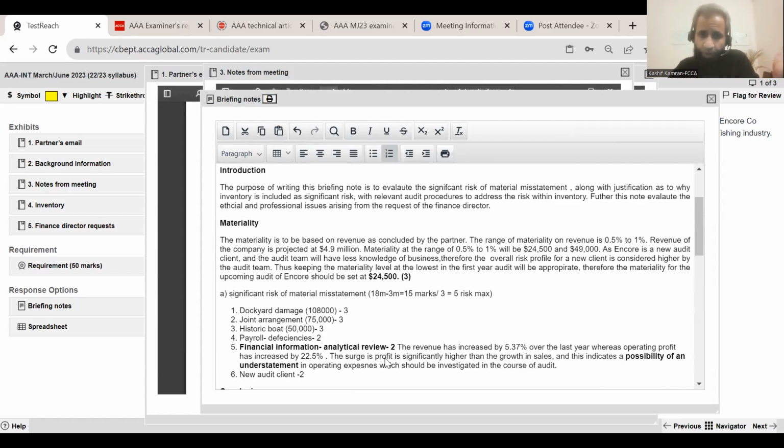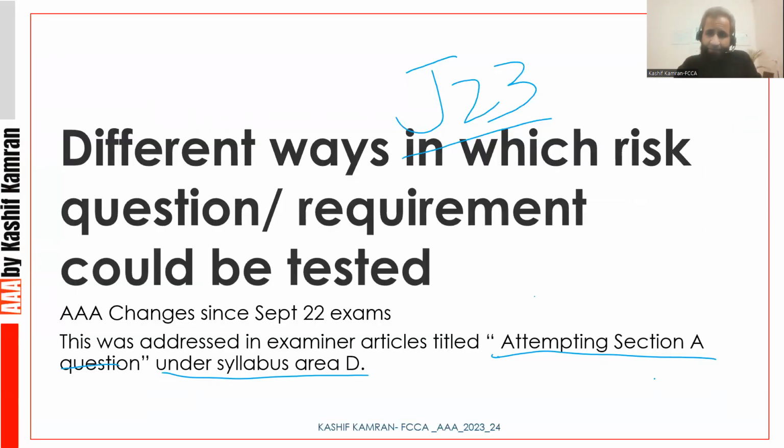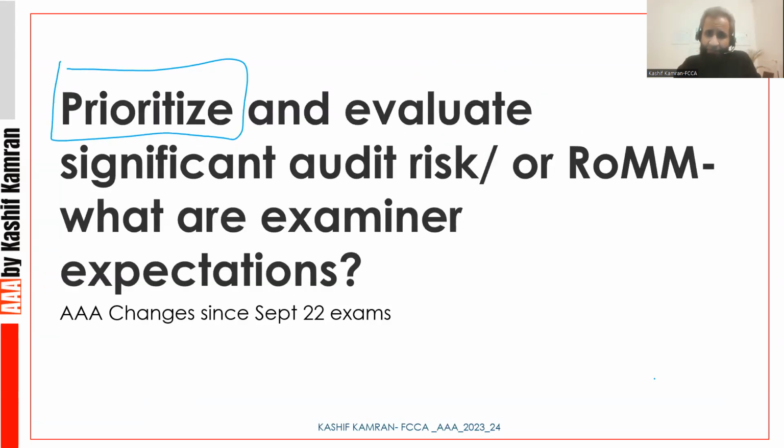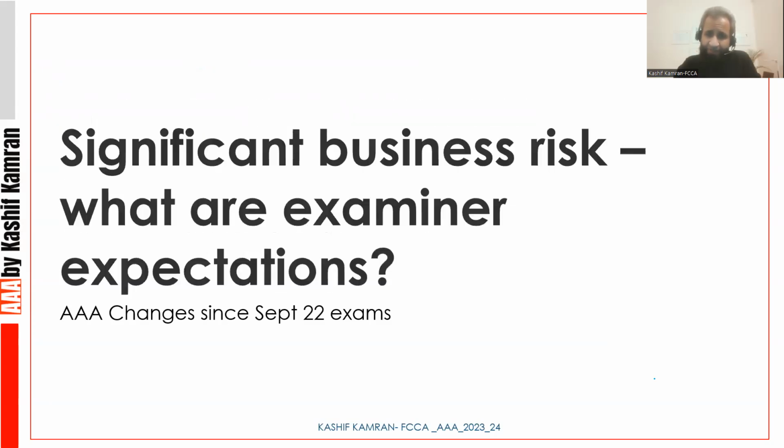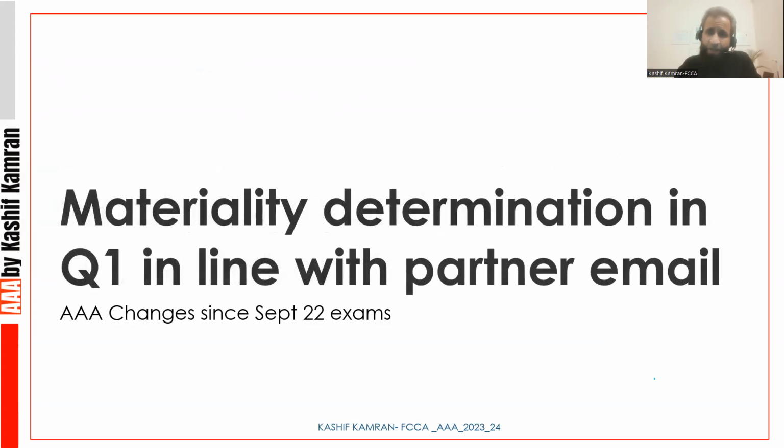I hope you have taken some idea of attempting this requirement and the other things we discussed on day 3 of the webinar. We discussed prioritizing and evaluating significant audit risk and ROM. We discussed the significant business risk and examiner expectation. We also discussed the materiality determination and how you can fetch 3 technical marks around that. We also understood the structure of the briefing note, where to put the materiality paragraph, and how to put a conclusion on significant risk of material misstatement. The conclusion will come right after the requirement of significant risk of material misstatement or audit risk. So that could ideally be somewhere in the middle of the briefing note.